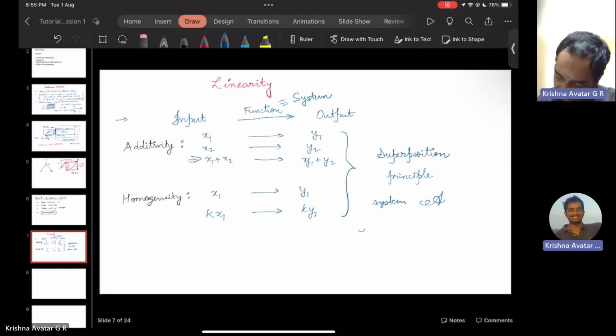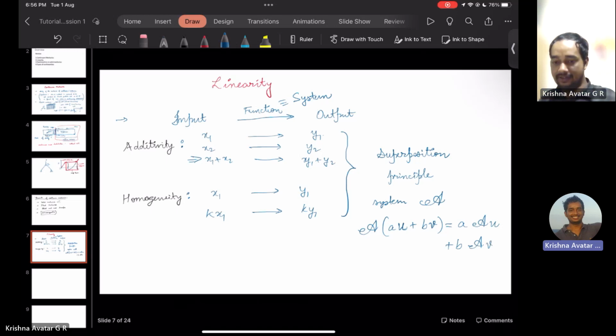Now the system A, if it takes an input of alpha U, where alpha is a scalar and U is the actual input, plus beta V, where V is the actual input, then this should give us alpha A of U plus beta A of V. So this is what the linear, what do you call, superposition principle essentially says.